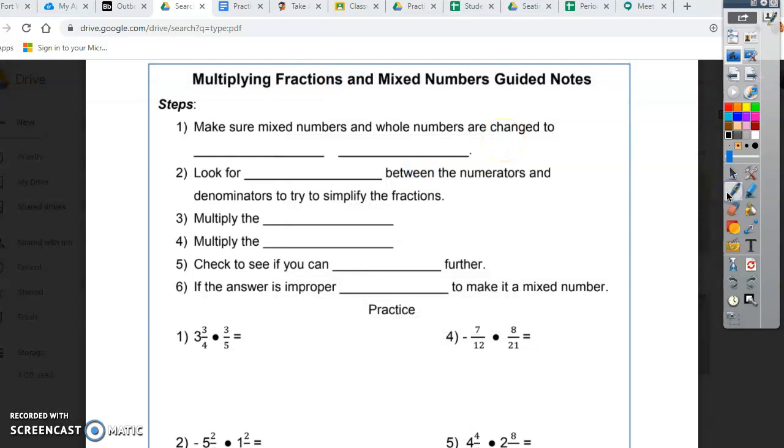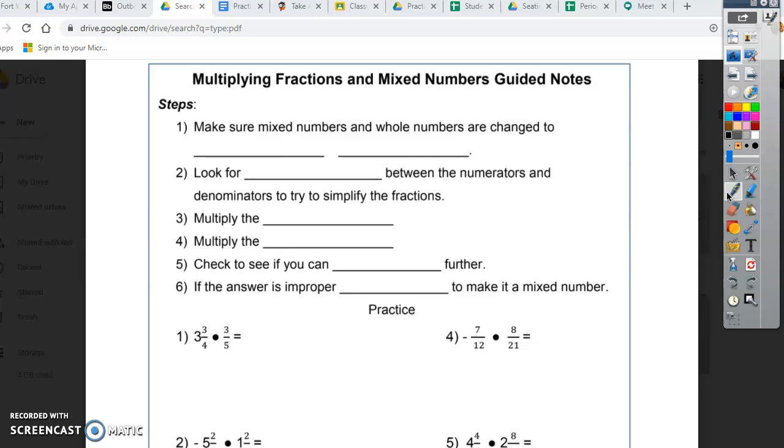So we are going to do multiplying fractions and mixed numbers. This follows the brownie pan lesson. So if you did not do the brownie pan lesson, I need you to go do that first. That was yesterday. So what we learned was that you cannot just multiply straight across when you have mixed numbers.